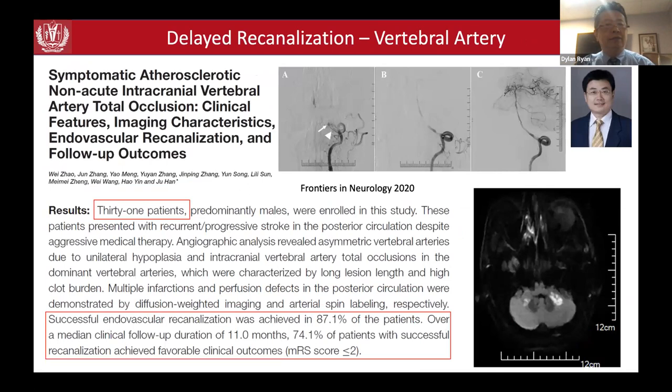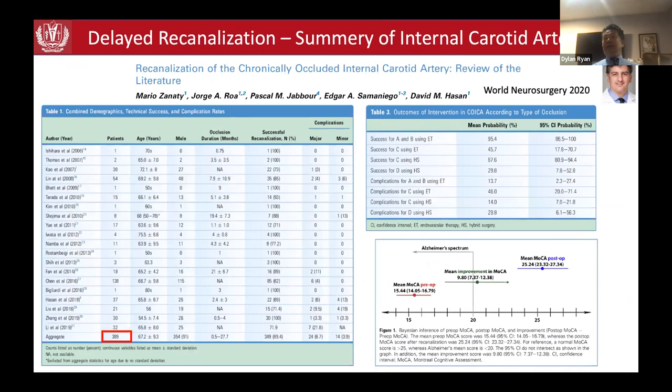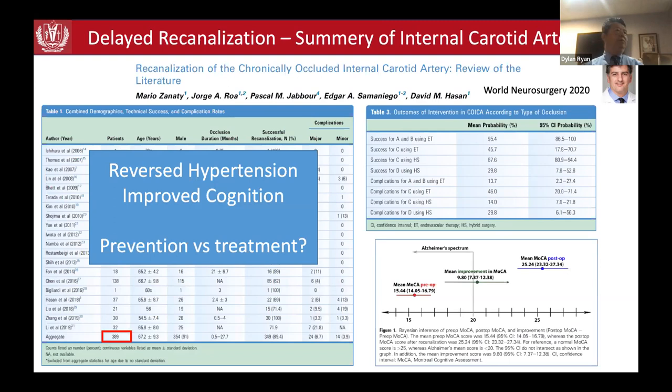And David Hassan from here, he actually summarized almost 400 cases. And I think I read his article, because in those cases no one followed up on patients. So he cannot really make a conclusion, say, okay, how many patients improved? Most of those are case reports, but he found reverse hypertension, improved cognition, that's mostly what patients will tell you. So the question is, after achieving all this, are we doing a prevention or are we doing a treatment? So you can think about and tell me.